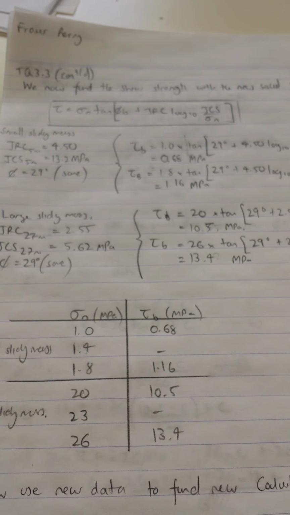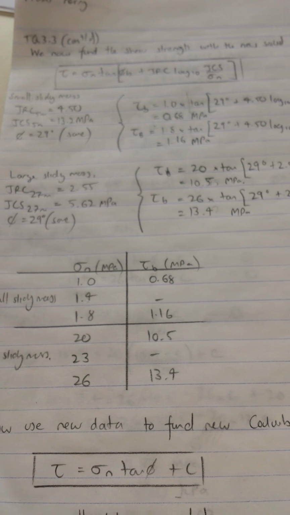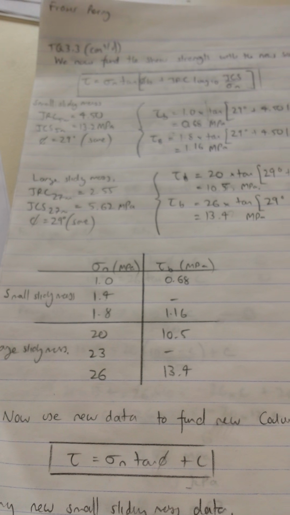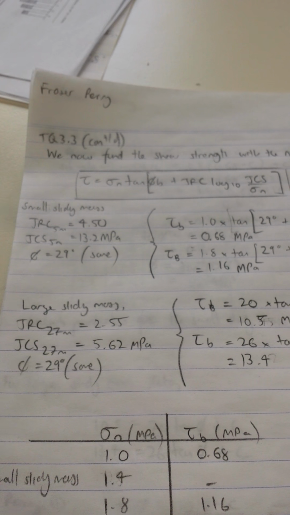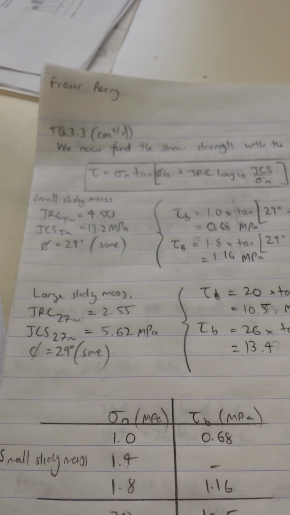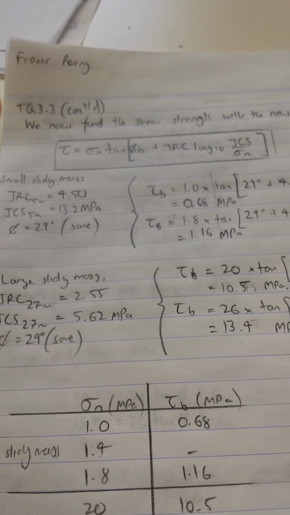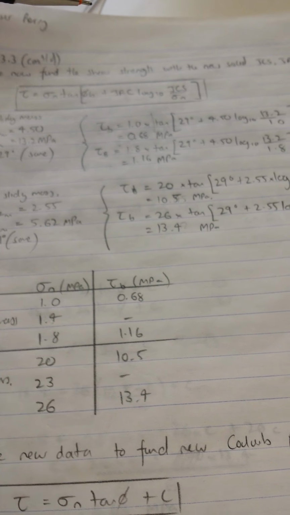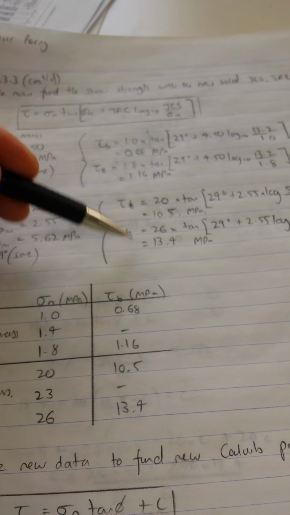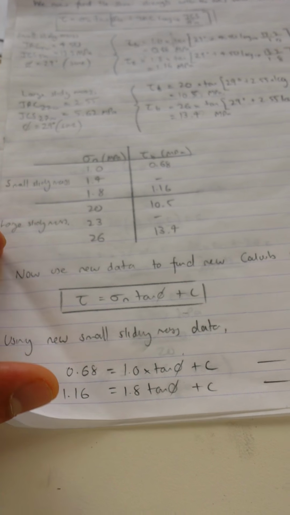Then after that, you need to redo the whole question again with the new JRC, JCS. So just like we did in the first part of the question, we use the Barton equation to find out what the shear stress corresponding to the normal stress is. Normal stress stayed the same, like a 1, 1.4, 1.8. However, we have new JRC and JCS, so you get different answers. So I've recalculated them here, summarised them in the table here. So you get those new parameters.